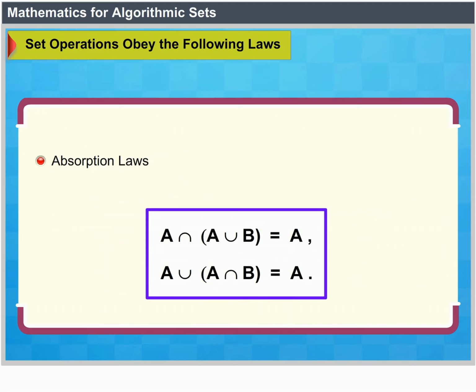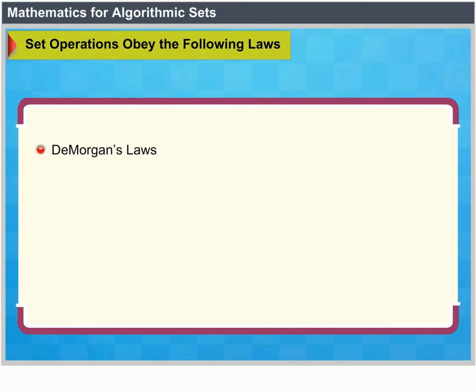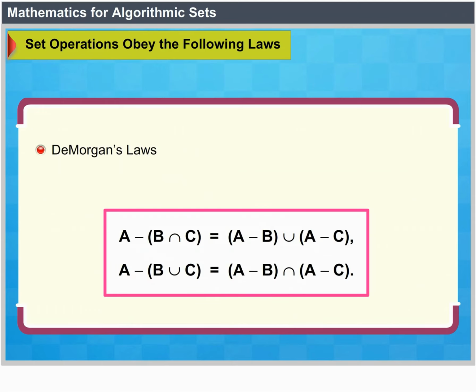De Morgan's laws. A minus (B intersection C) is equal to (A minus B) union (A minus C). A minus (B union C) is equal to (A minus B) intersection (A minus C).